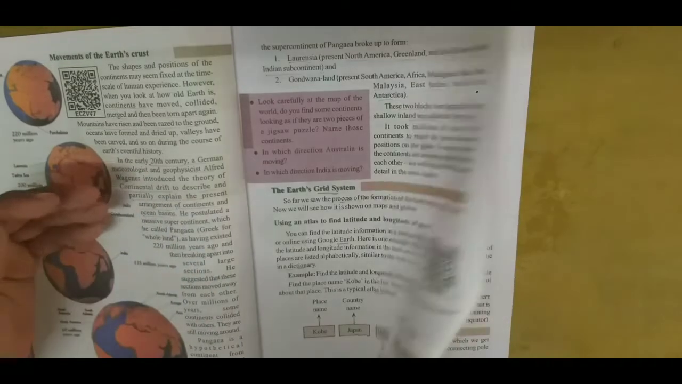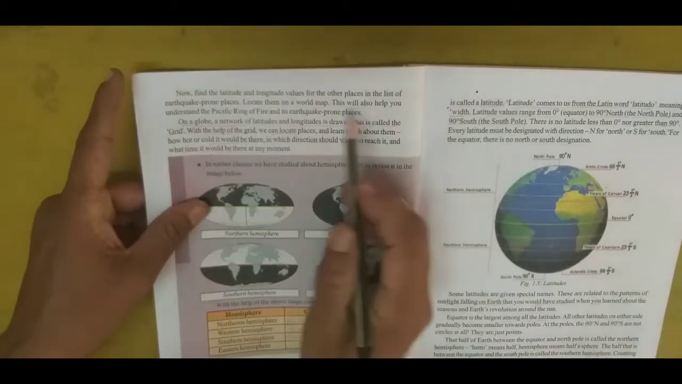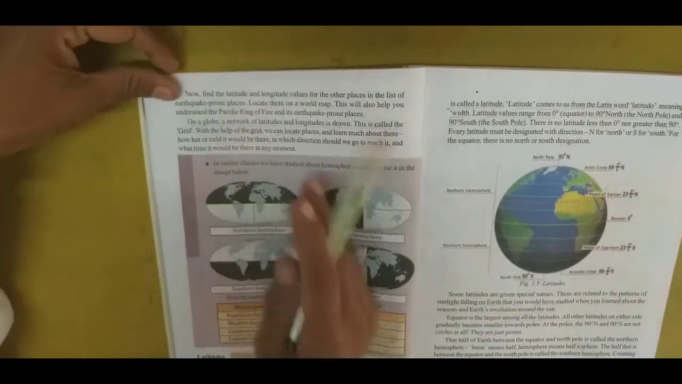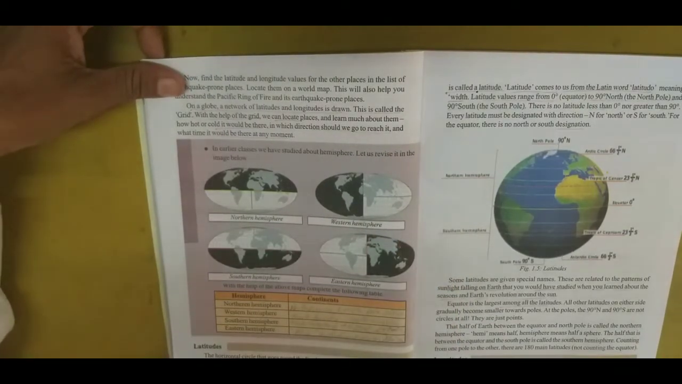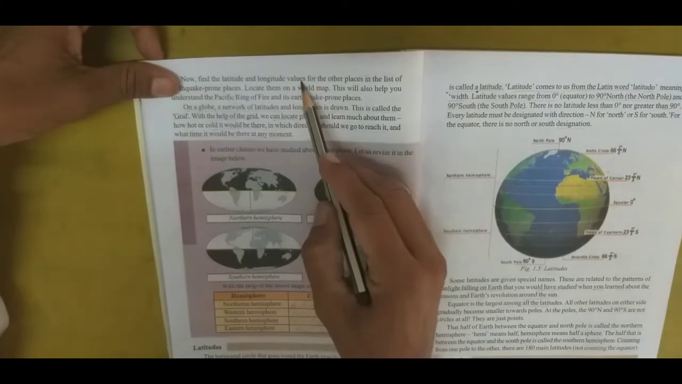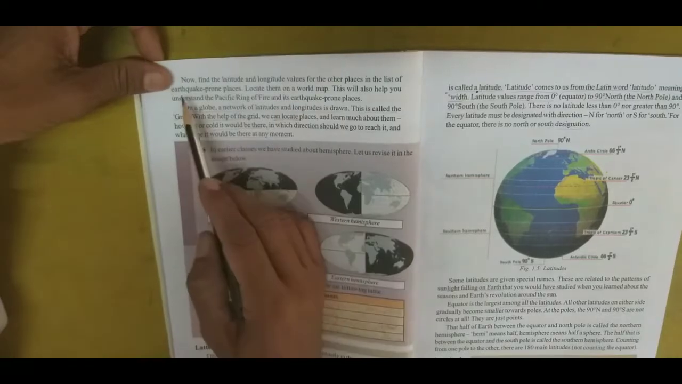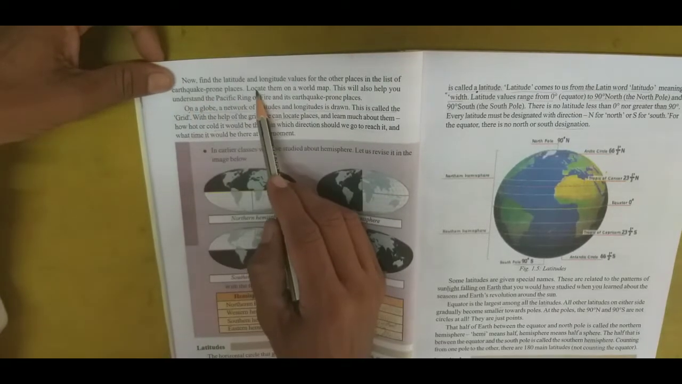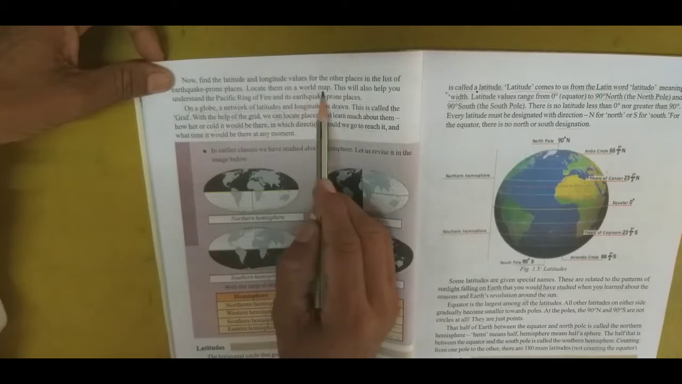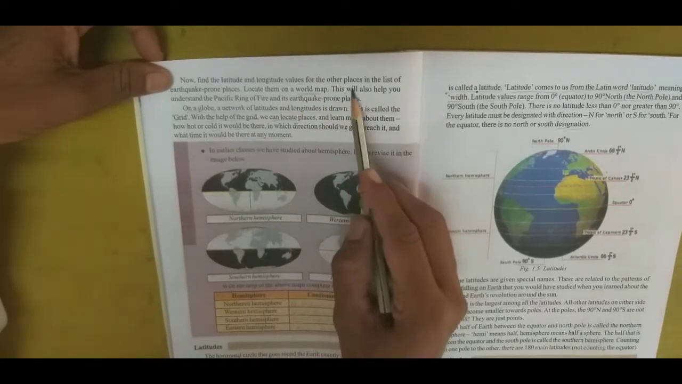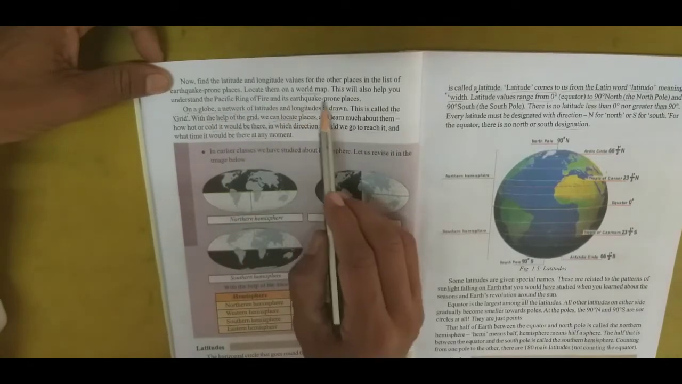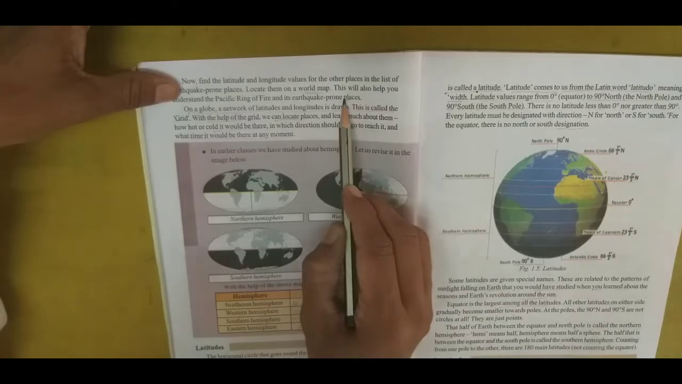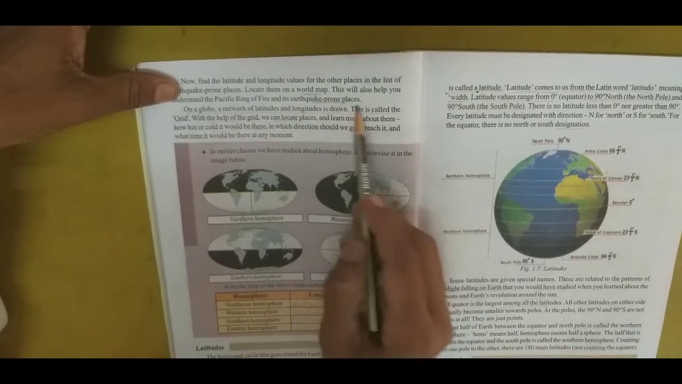Now to find the latitude and longitude values. Mainly latitudes and longitudes are used to locate places and identify where a particular place is located. Find the values for other places in the list of earthquake-prone places and locate them on a world map. The world map is given here. This will also help you understand the ring of fire and its earthquake-prone places, the danger zones.